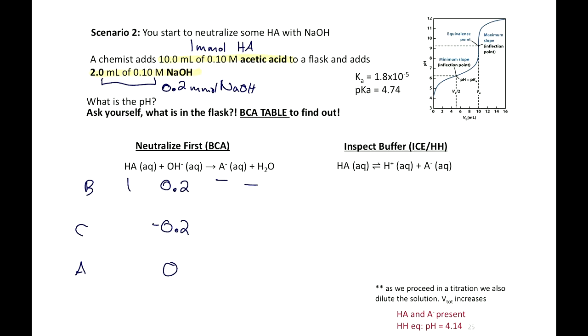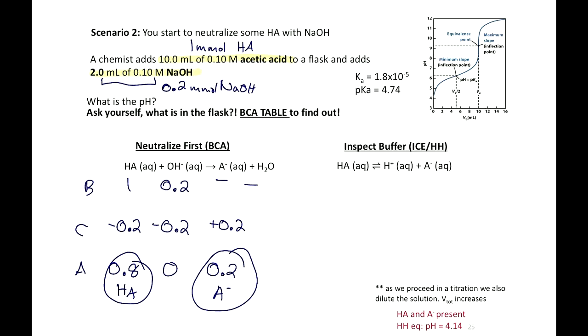So if I completely react that hydroxide, I have to consume some of my HA, but what else happens? I make some A minus. I also make water, but I don't care about water. So after this neutralization reaction, I have 0.8 millimoles of HA, and I have 0.2 millimoles of A minus. If both of those things are in my beaker, what is it? That is a buffer. Yes, that is a buffer.